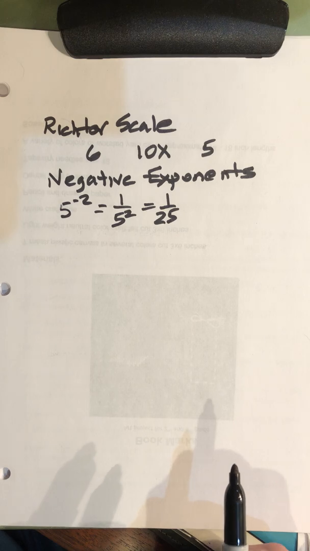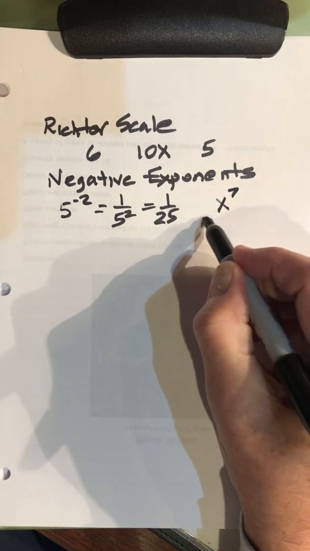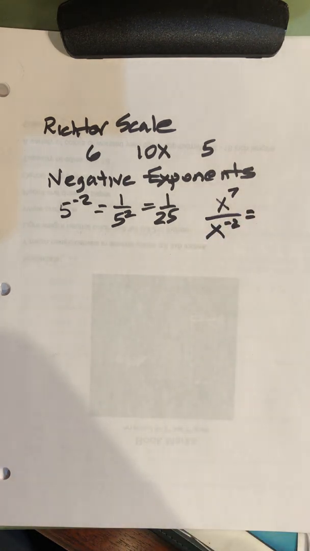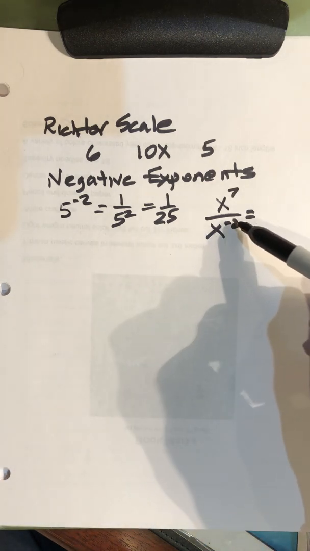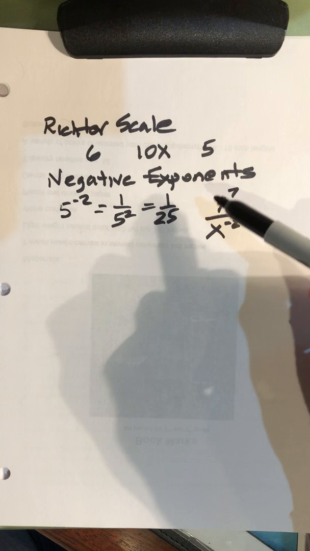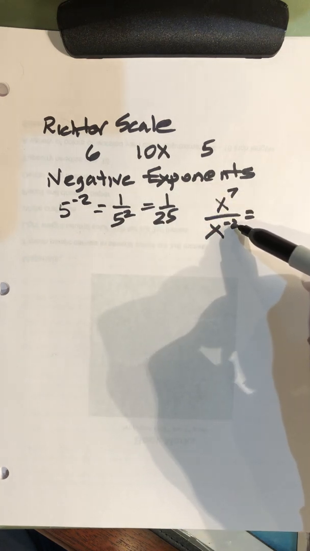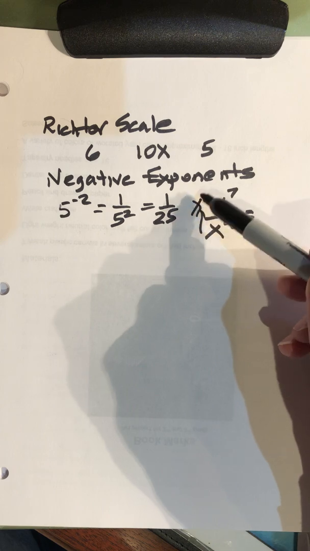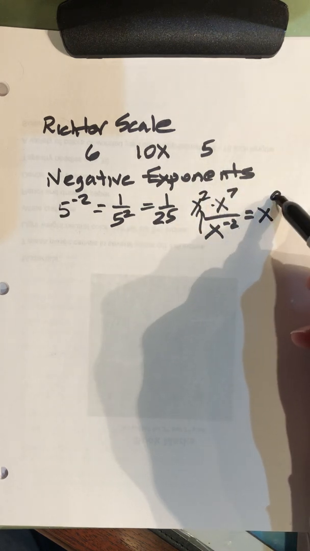So let's take another one. What if we had x to the 7th over x to the negative 2? What would that be? Well, you can take the base with a negative exponent and move it to the other side of the division line, and it becomes a positive exponent. So this becomes x squared up here, and you have x squared times x to the 7th, which is x to the 9th.